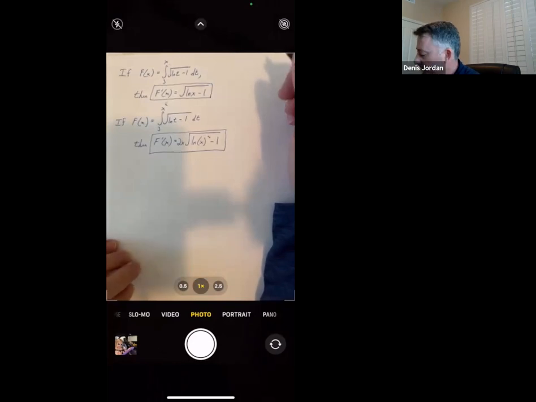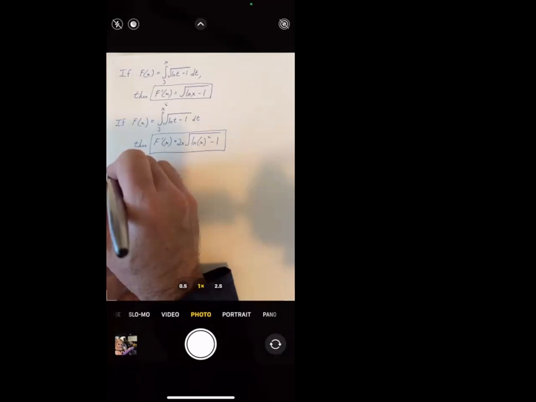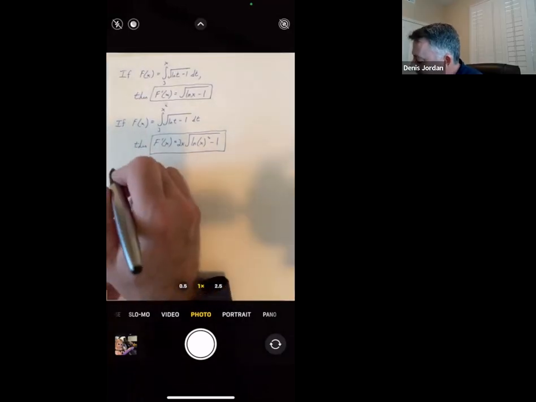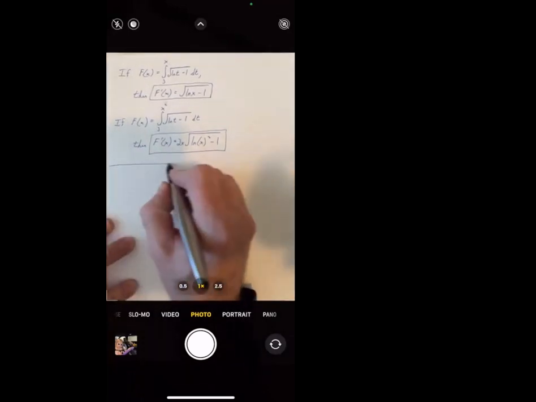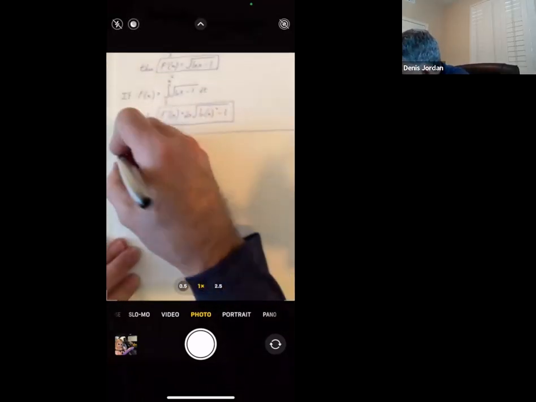Is it all good? Yeah, it helps clear it up a little bit, seeing the two different ways. Okay, cool.